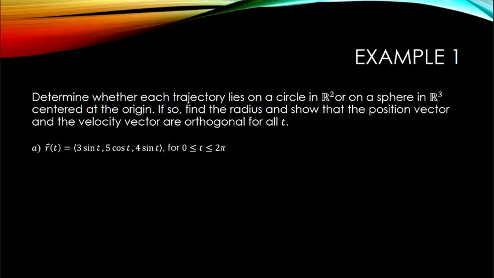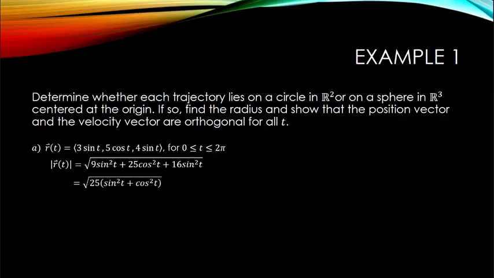In the first case, I have a three-dimensional vector, so I need to find out if this is going to be a trajectory that lies on a sphere in R3. The magnitude of my position vector is given by the square root of 9 sine squared t plus 25 cosine squared t plus 16 sine squared t.